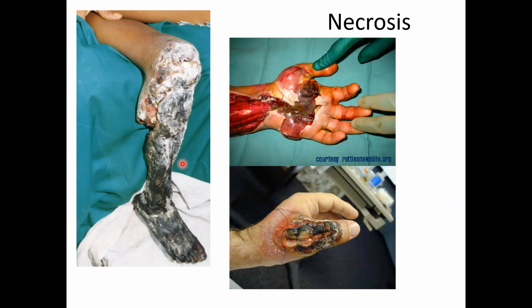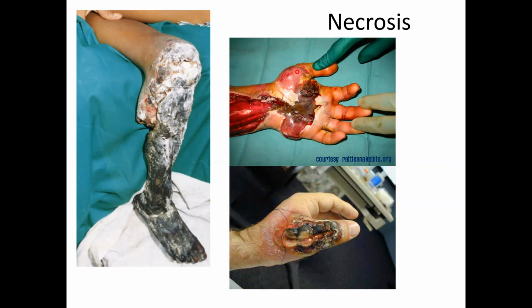These other two pictures of necrosis are courtesy of rattlesnakebite.org, which is a thing. First of all, one of the things I'll point out to you here is that they are both on the hand. No judgment. I'm just saying they're both on the hand. In my experience in post-surgery clinic, every rattlesnake bite that I saw post-surgical was on the hand. So we see necrosis here, and you see necrosis beginning here in the middle of the palm.